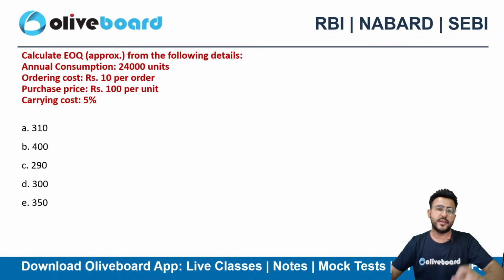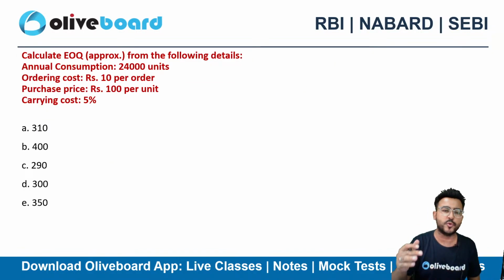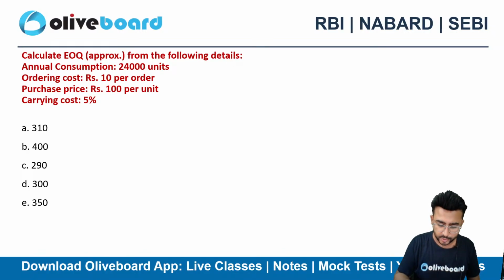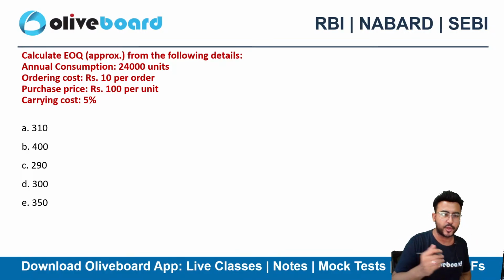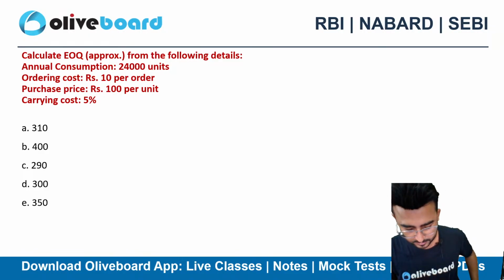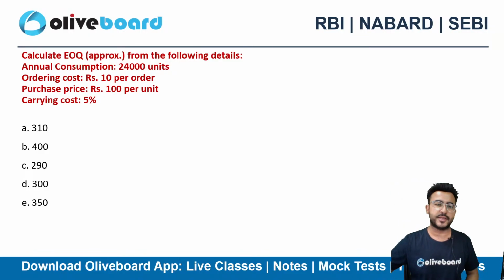Next question. Here you need to compute the EOQ. What do you mean by EOQ? Economic order quantity. They have given you the following information. Annual consumption 24,000 units. Ordering cost 10 rupees per order. Purchase price 100 rupees per unit. And the carrying cost 5% of the purchase price. You need to calculate the EOQ here.